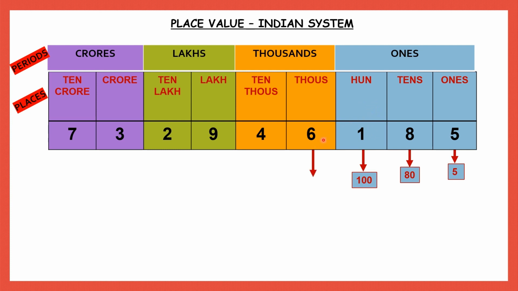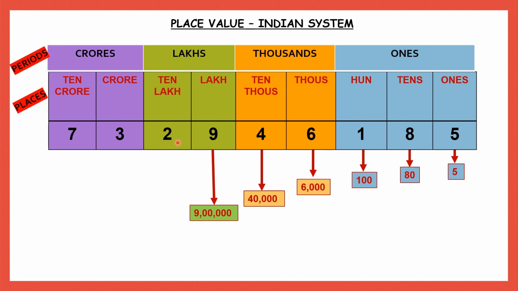What is the place value of 6? 6 is in the thousands place. So 6 into 1000 will be 6000. What is the place value of 4? 4 is in the 10,000s place. So 4 into 10,000 is 40,000. What is the place value of 9? Where is 9? 9 is in the lakhs place. So the place value of 9 will be 9 lakh.